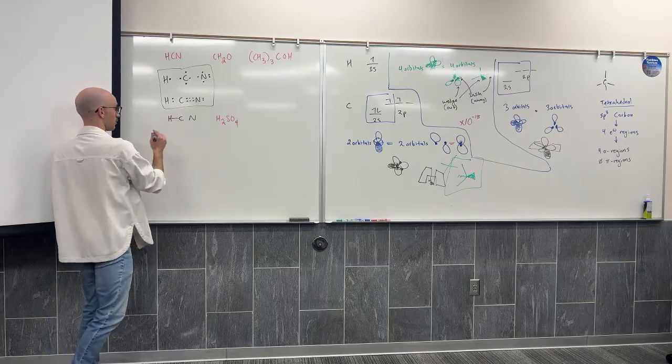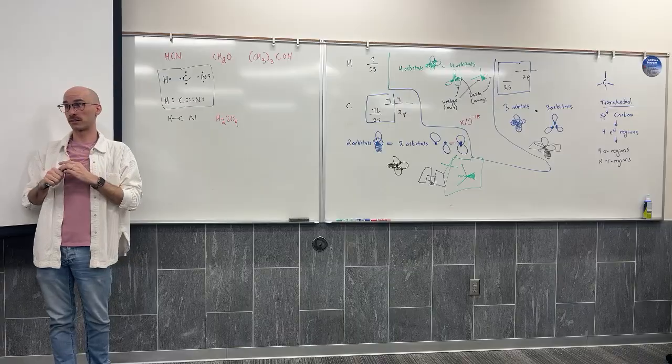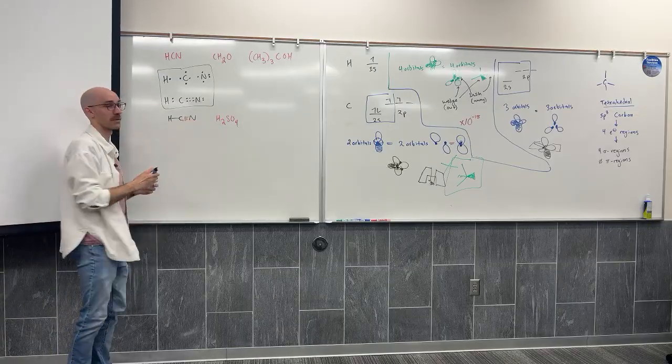I know hydrogen can only make 1 bond. I know carbon wants to have 4 bonds. So where is it going to get the other 3? It's going to have to get the other 3 from nitrogen.